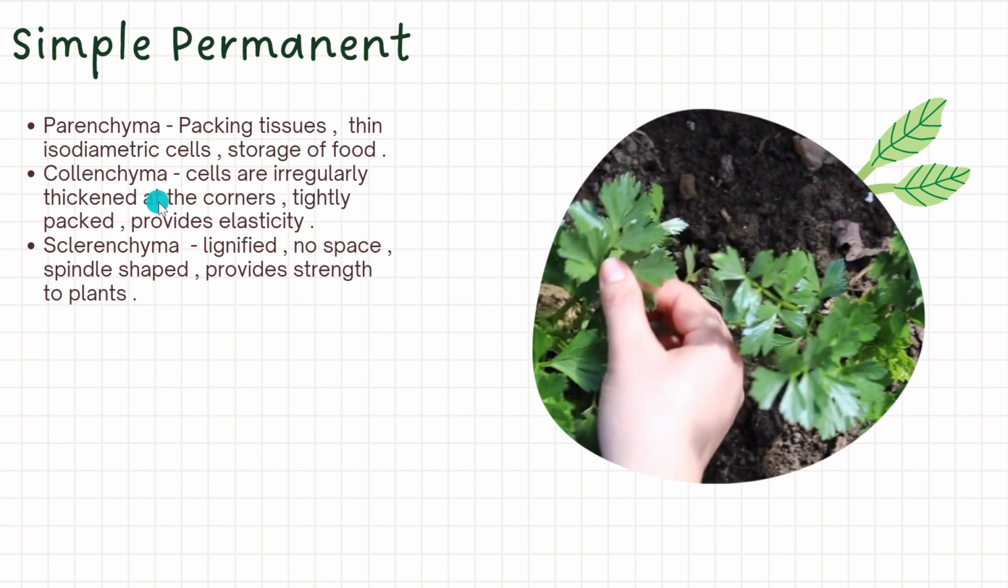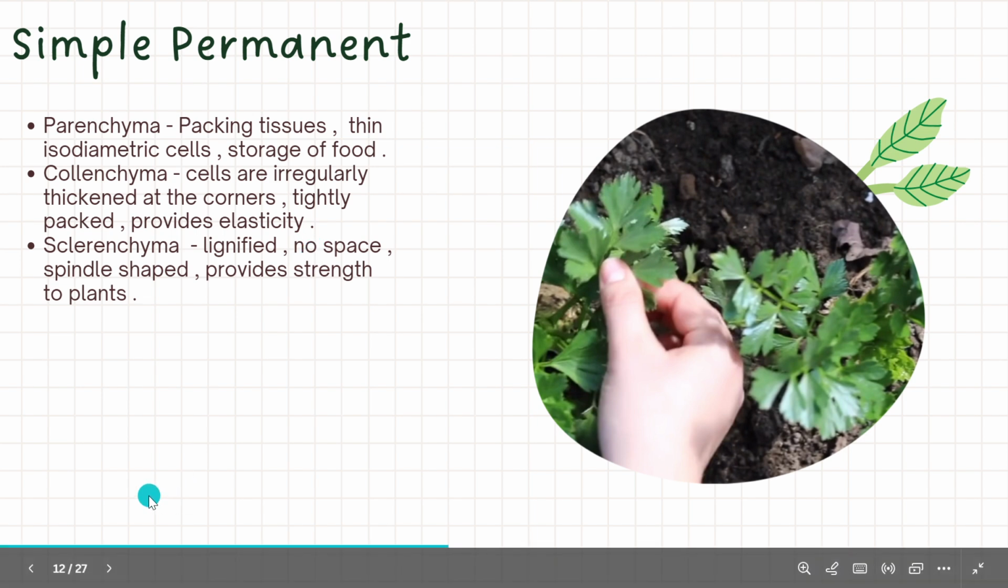Then collenchyma. Cells are irregularly thickened at the corners. That means though there is a cell wall, it's thickened only at the corners, okay? You have to remember this very well: only at the corners there's irregular thickening, there's lignin at the corners. They're tightly packed and they provide elasticity to the plant.